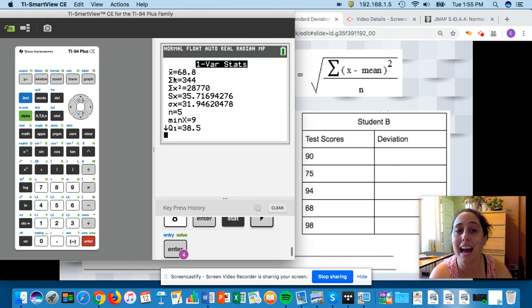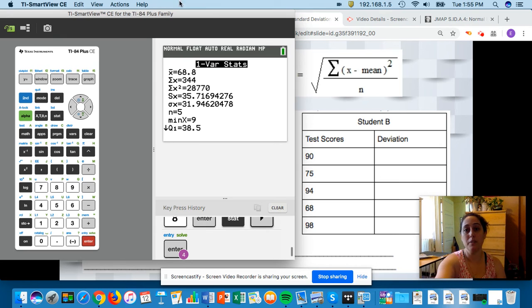And here, the average, the mean is 68.8. Okay. Now, the standard deviation, again, we're going to assume that this is the entire population of student B's grades. So we would say 31.94 is the standard deviation there. All right. So that's a lot higher. That means that those grades are a lot further away from 68.8 than student A. Okay. So that is pretty much it.